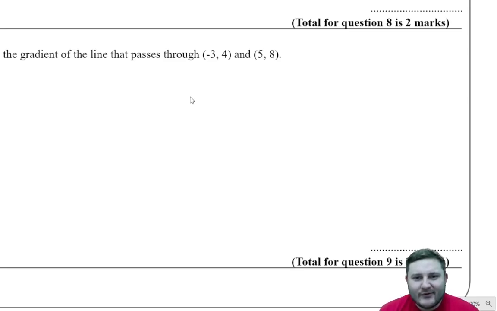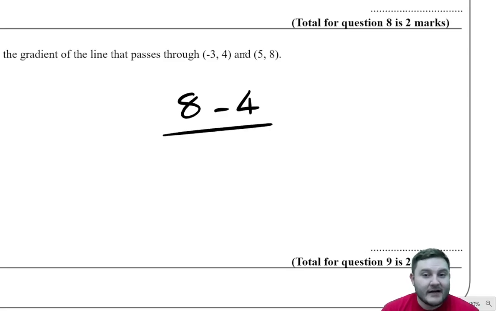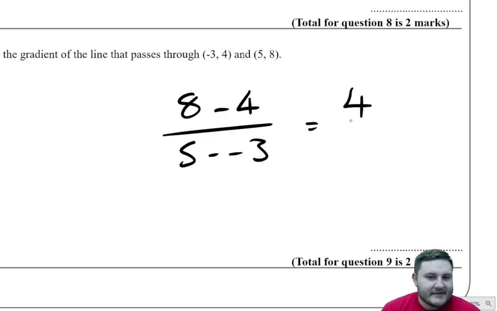Okay, so hopefully you did the second y coordinate, take away the first one, divided by the second x coordinate, take away the first one. 8 take away 4 is 4. That seems pretty self-explanatory. However, when you subtract a negative, that changes to an addition because it's a double negative.